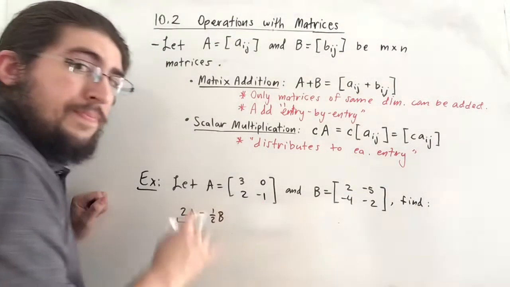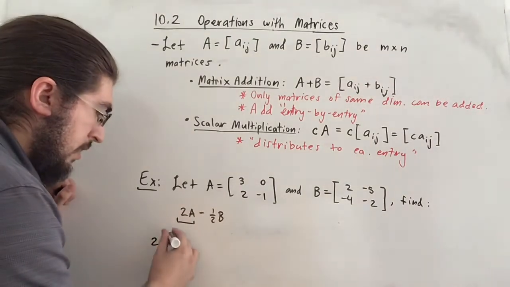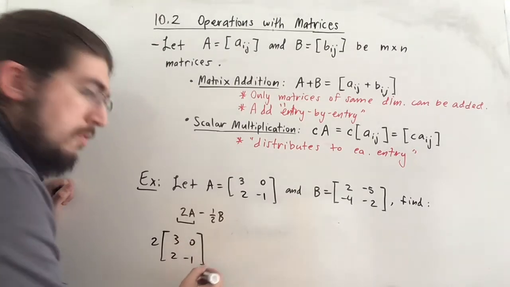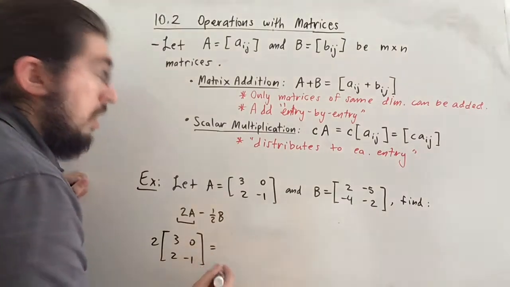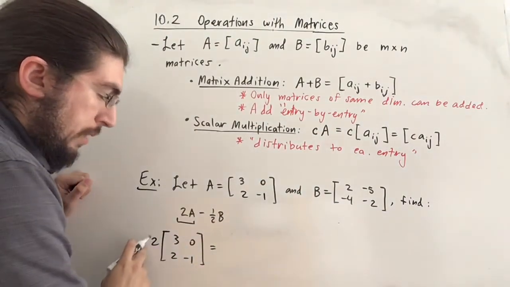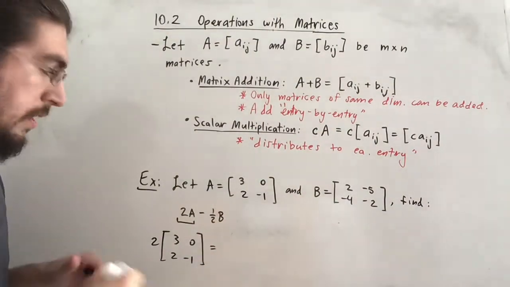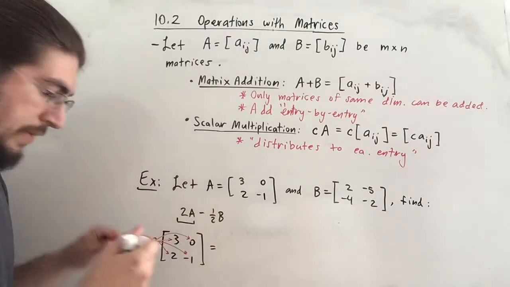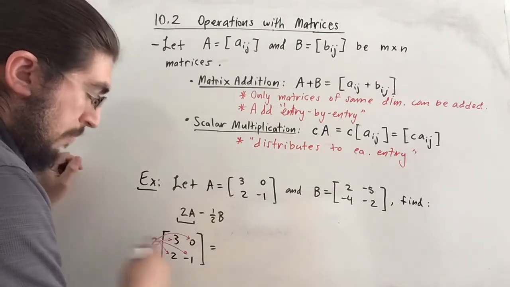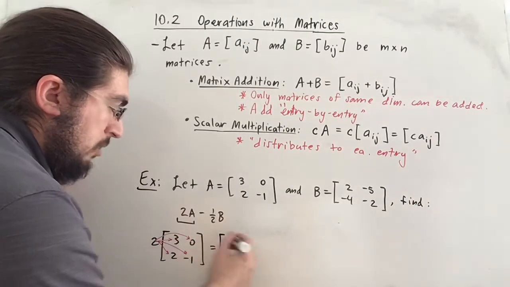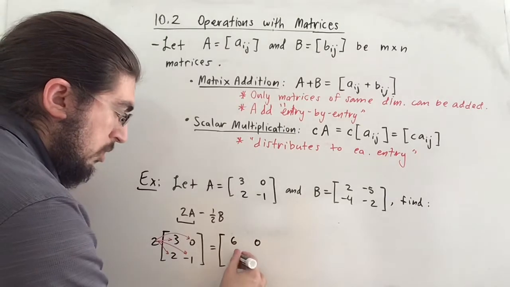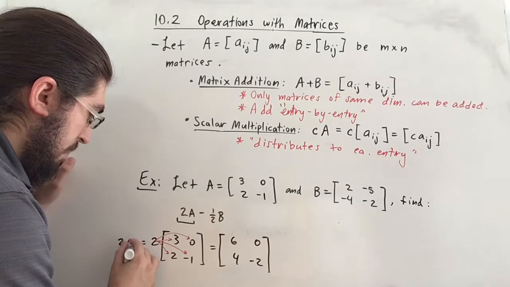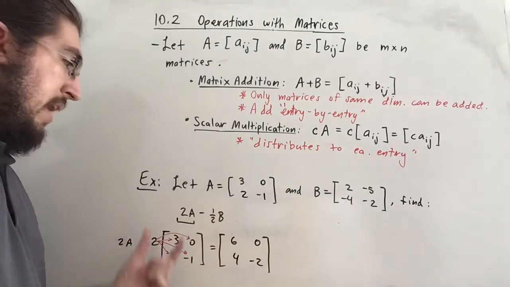So 2A, I think I have some room to write it here. A is 3, 0, 2, negative 1. So how do you multiply that matrix by 2? According to scalar multiplication, you multiply 2 to each of these. So notice 2 distributes, and you kind of see why I call it a scatter shot, because it scatters to each of them, multiplication-wise. So our result here is 2 times 3, 2 times 0, 2 times 2, and 2 times negative 1. And this right here is 2A. Perfect. But now we need negative 1/2 B.